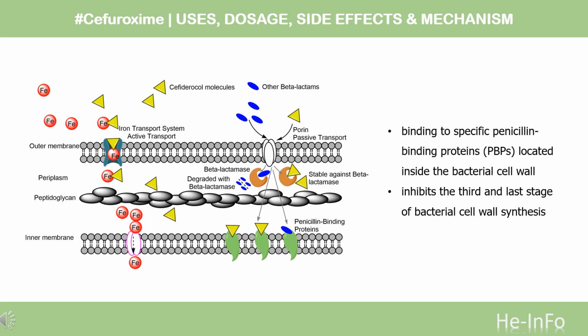Mechanism of action. Cefuroxime, like the penicillins, is a beta-lactam antibiotic. By binding to specific penicillin-binding proteins, PBPs, located inside the bacterial cell wall, it inhibits the third and last stage of bacterial cell wall synthesis. Cell lysis is mediated by bacterial cell wall autolytic enzymes such as autolysins. It is possible that cefuroxime interferes with an autolysin inhibitor.